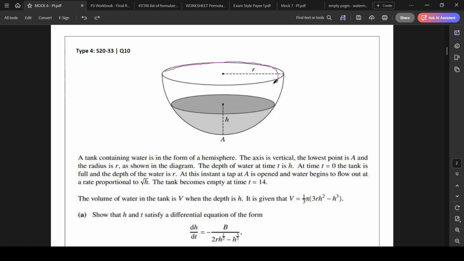So of course it's full of water. Everything is full of water initially, and the depth of the water is R. Okay, so initially H is equal to R. That is what they are trying to say at t is equal to 0.